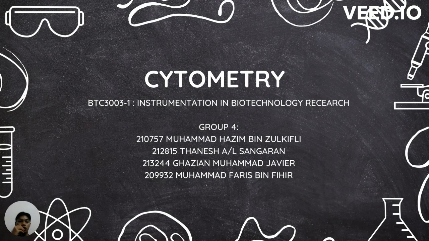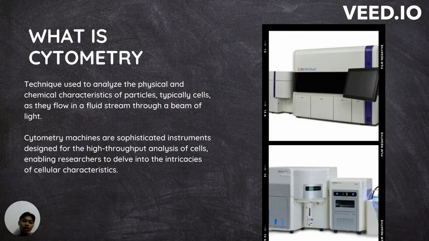We from Group 4, including me, Hazim, Tanesh, JV and Faris, introduce flow cytometry. So what actually is cytometry? Cytometry is a technique used to analyze the physical and chemical characteristics of particles, typically cells, as they flow in a fluid stream through a beam of light.